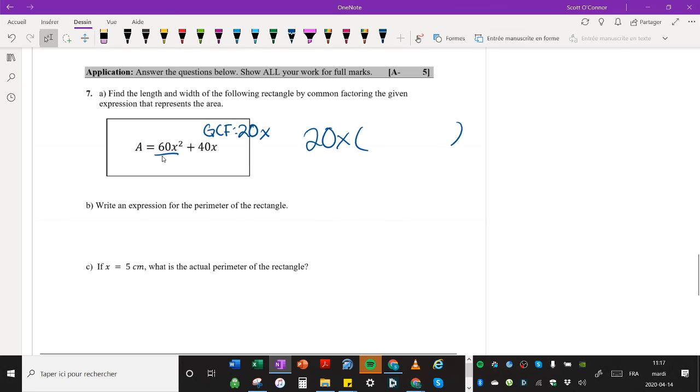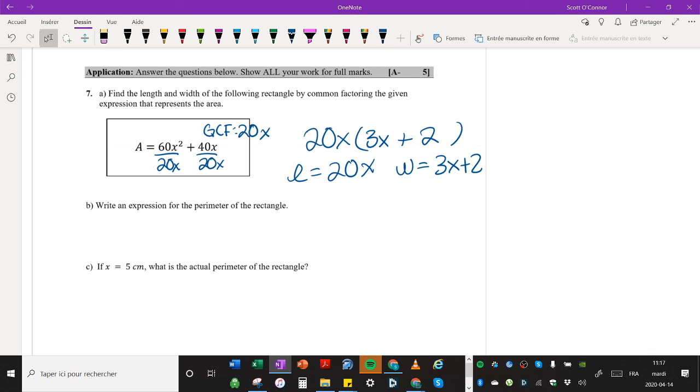And then I'm going to divide these both by 20x. 60x squared divided by 20x gives me 3x. 40x divided by 20x gives me 2, which means that my length is equal to 20x. Sorry about that. And my width is equal to 3x plus 2. All right, so there's your length and your width, and this is write an expression for the perimeter of the rectangle.